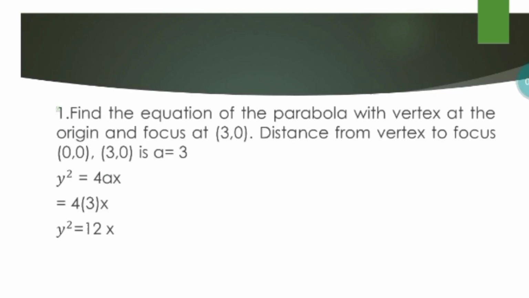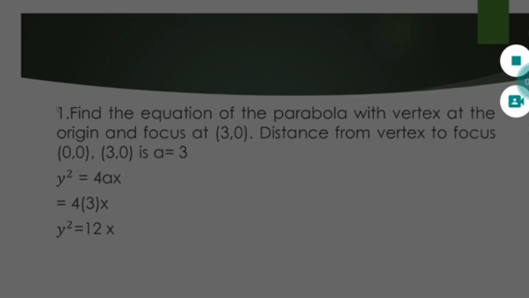So for example, we have this question: find the equation of the parabola with the vertex at the origin and focus at 3, 0. The distance from vertex to focus is the value of a. So we have the vertex at the origin and the focus at 3, 0, so a equals 3.